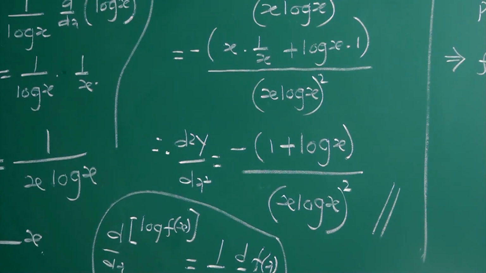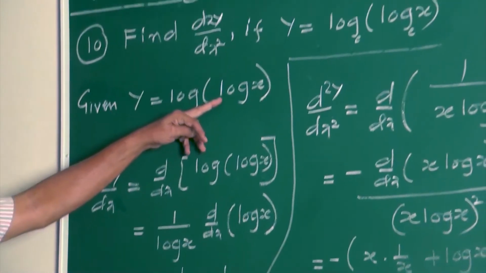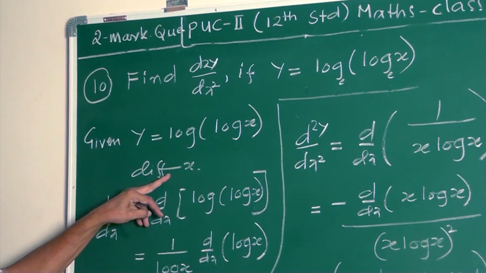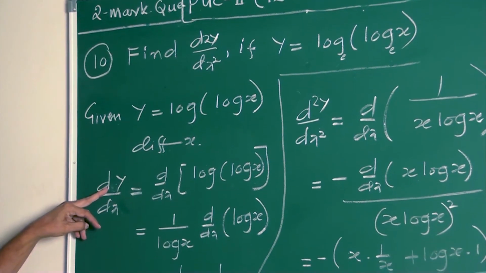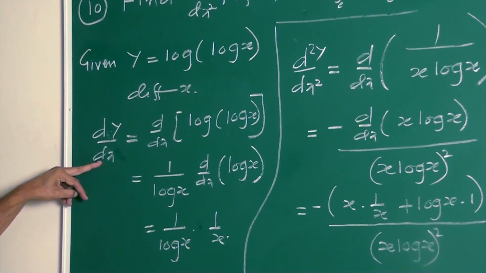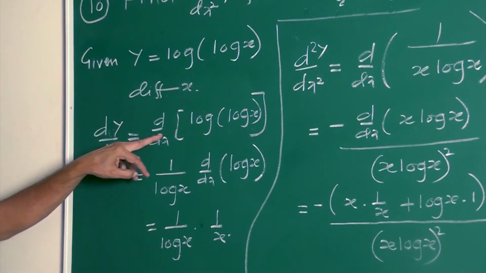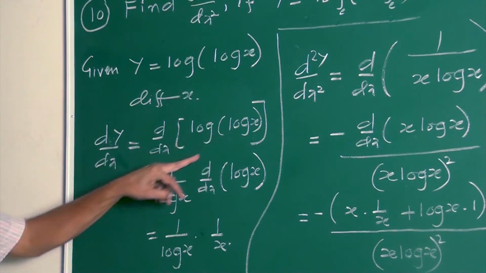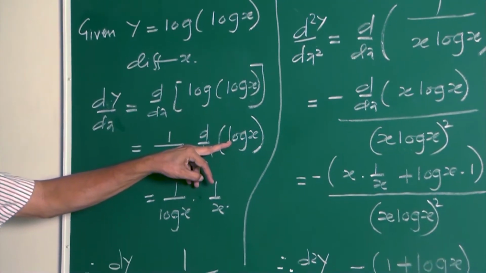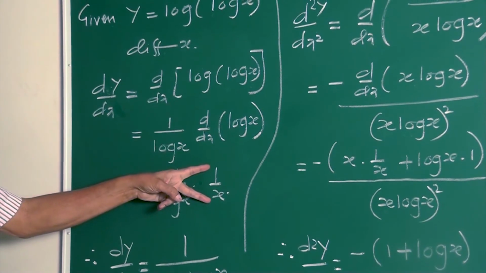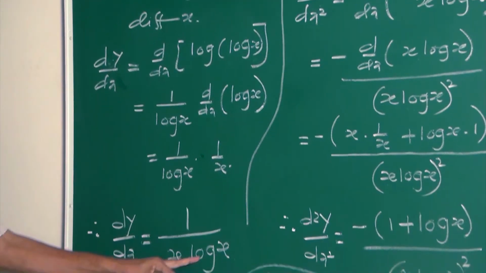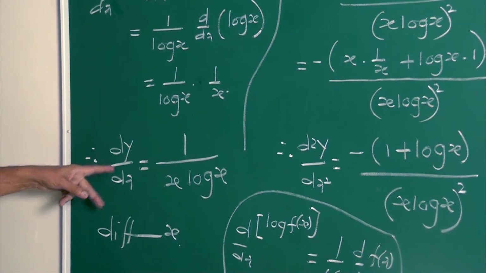We will explain once again. y equal to log x. Differentiate with respect to x. Derivative of y with respect to x is dy by dx. Derivative of RHS, log f, is 1 by f into derivative of f. Derivative of log x is 1 by x. Simplifying, x log x. It is the first derivative.